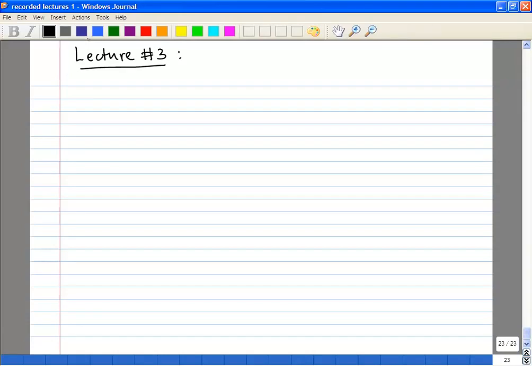In today's class, we'll look at S and ABCD parameters with respect to two ports, and we'll also look at resonant circuits.